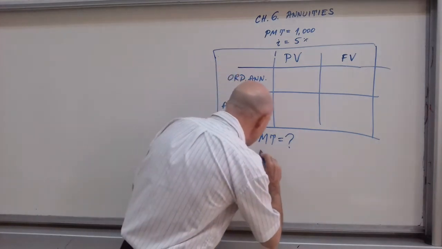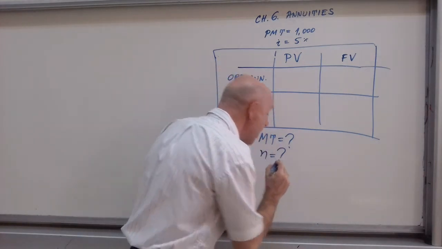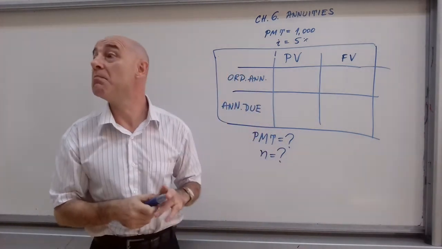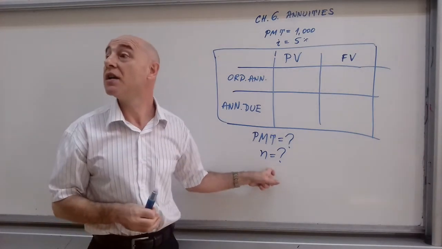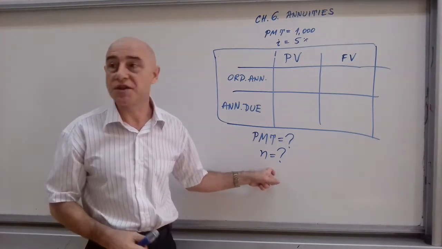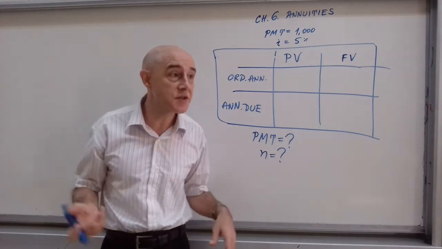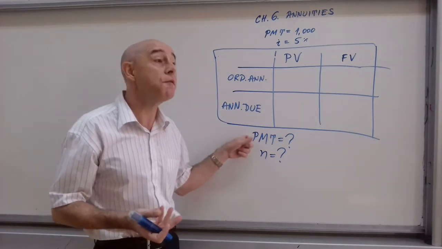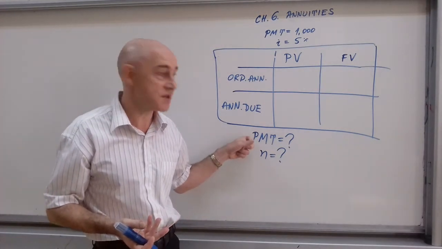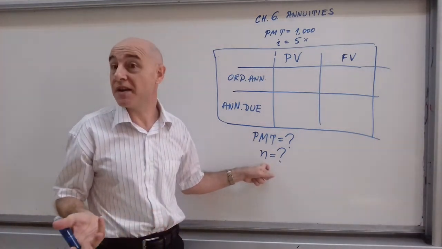The other question may be, how many periods? Could be months, could be years, okay? For example, I want to buy a house for $100,000 and I can afford $1,000 payments. How long would it take? Okay.